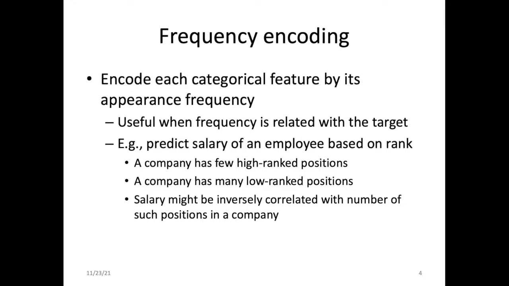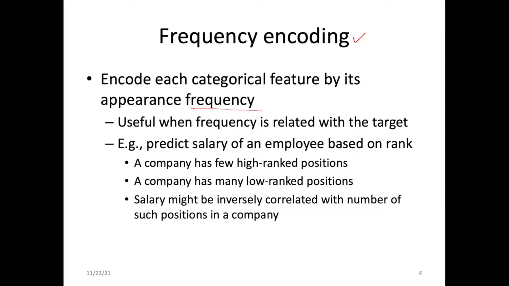Okay, and if you go to the Kaggle competition, you will see a lot of different, interesting, creative ways to encode the features. Because one key recipe to win a Kaggle competition is feature engineering. So there are all sorts of creative ways to encode the features. And one way is called frequency encoding. So you just encode each category feature by its appearance frequency.